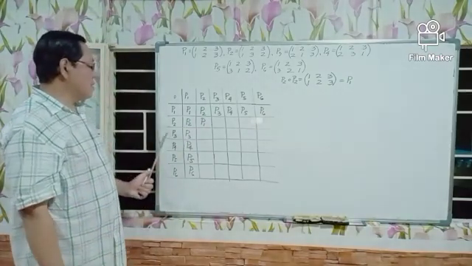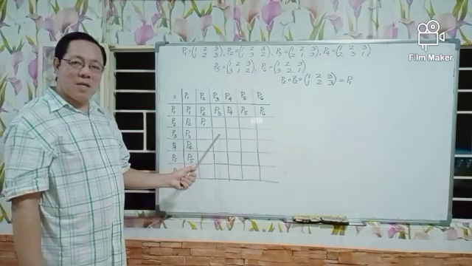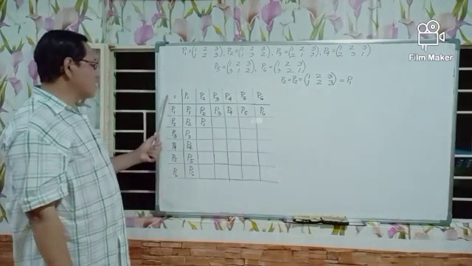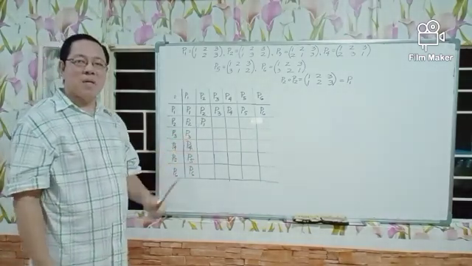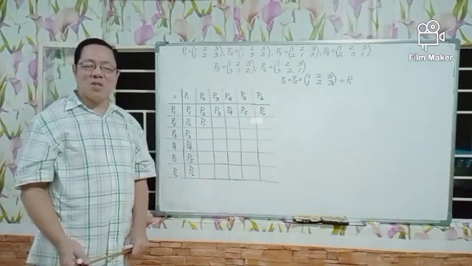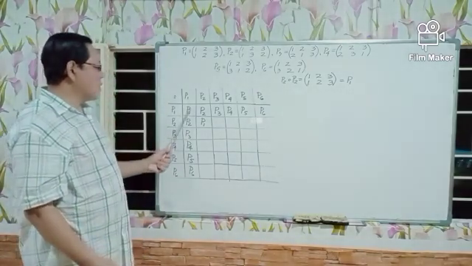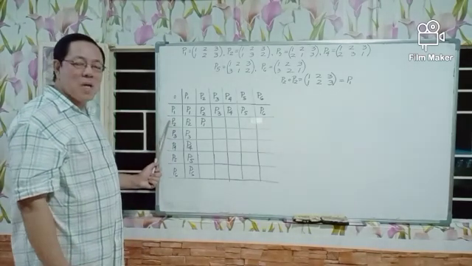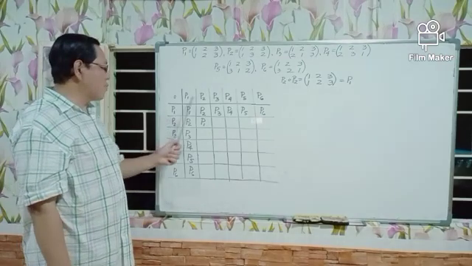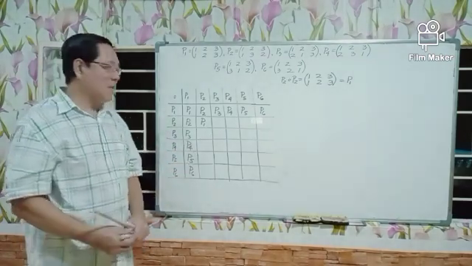Now we find the entry here. The entry here is equal to P3 circle P3. We now find the composition of each function with itself. P1 circle P1 is P1. We have just shown that P2 circle P2 is P1. Now we find P3 circle P3.